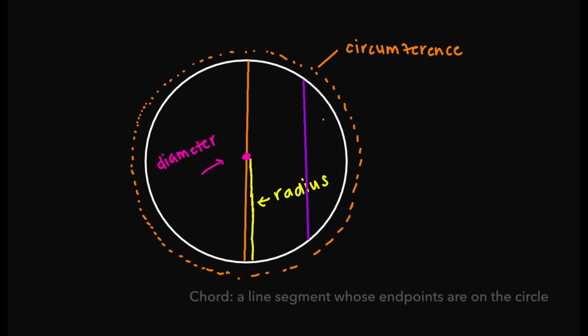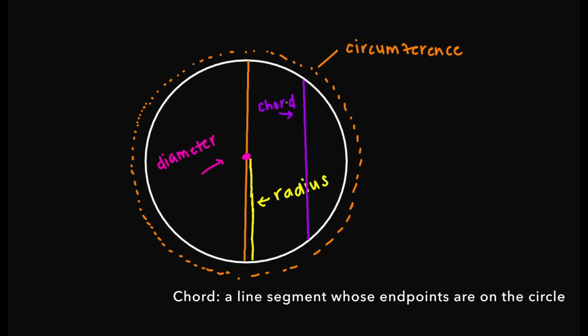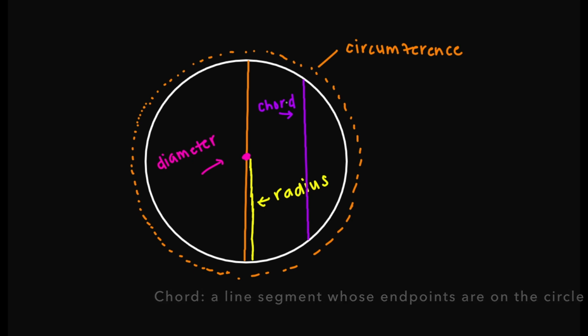And then you have a chord. So this purple line here is going to be my chord. So this is just going to be a line segment whose endpoints are on the circle. However, a diameter is still a chord. So keep that in mind. So if you see a true and false question that says a diameter is a chord, your answer is going to be true. Yes, a diameter is a chord.